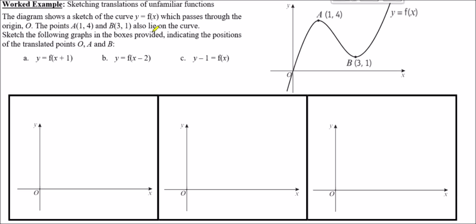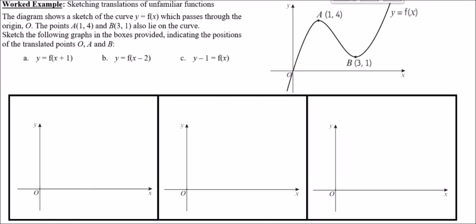The diagram shows a sketch of a curve y equals f of x which passes through the origin 0. The points a, 1, 4, b, 3, 1 also lie on this curve. Sketch the following graphs in the boxes provided, indicating the positions of the translated points where it goes through the origin, a and b. So first of all, f of x plus 1.